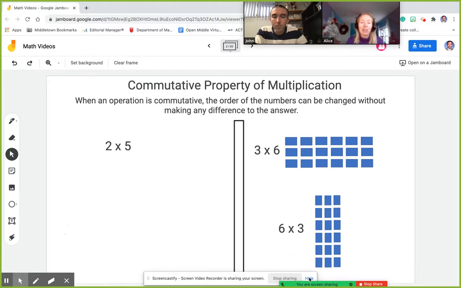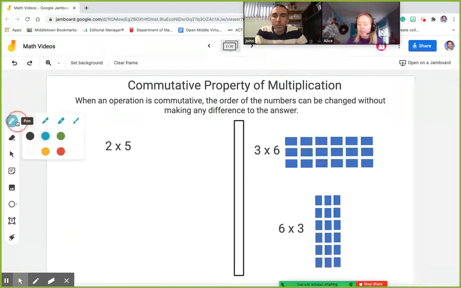So today we're talking about the commutative property of multiplication. And John, my understanding is that they start covering this in elementary school. So basically, the commutative property states that the order of the numbers in the problem can be changed without impacting the answer at all.